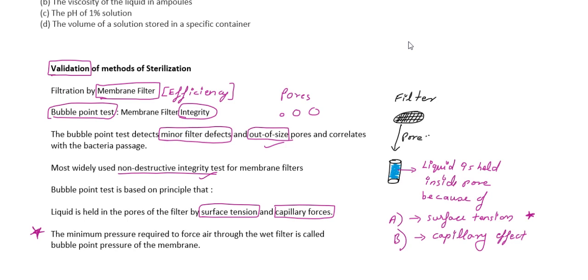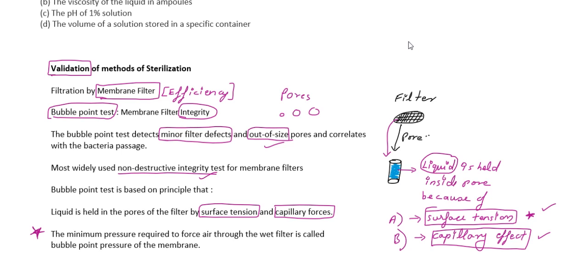If you look at these membrane filters, you'll find that they are made up of small pores, and each of these pores we can consider as a capillary. Each capillary will have a capillary effect, along with surface tension. The liquid present within this capillary is held together because of two effects: one is the surface tension, and the other is the capillary effect, because of which the liquid inside the pore does not move from that place.